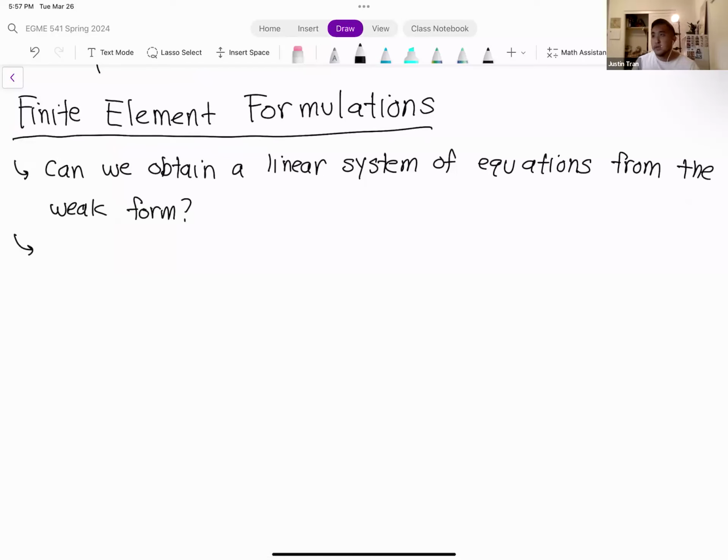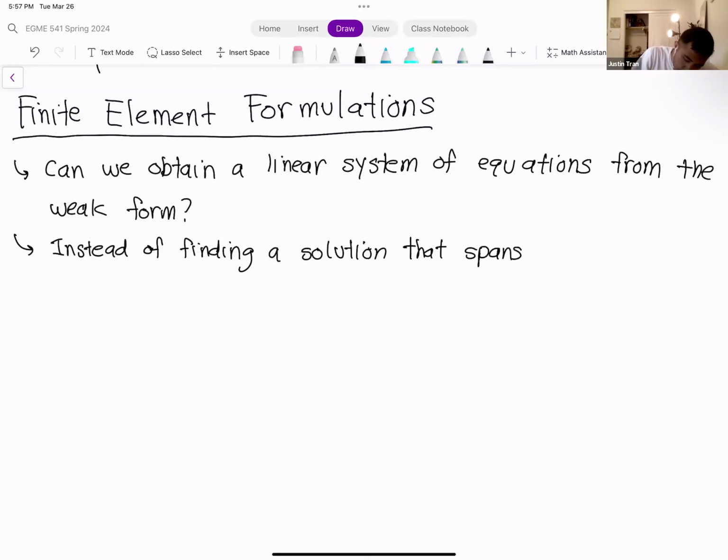The biggest difference that you'll see in this section when compared to the previous one is that, instead of finding a solution that spans the entire domain, which is kind of what we did in the previous couple of examples, what we're interested in instead is finding approximate solutions that are only valid over a particular element.